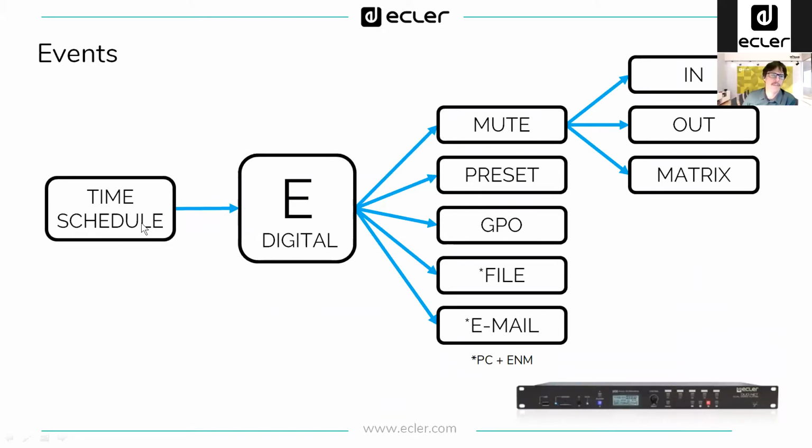Another event is the time schedule, which is very clear. I do not talk about the actions because they are always digital actions, so they are the same ones. But here, as a trigger, we have the time schedule, which means it will be activated whenever we have, for example, on Mondays at 8 o'clock, I want to activate a GPO. You can do it with the time schedule event.